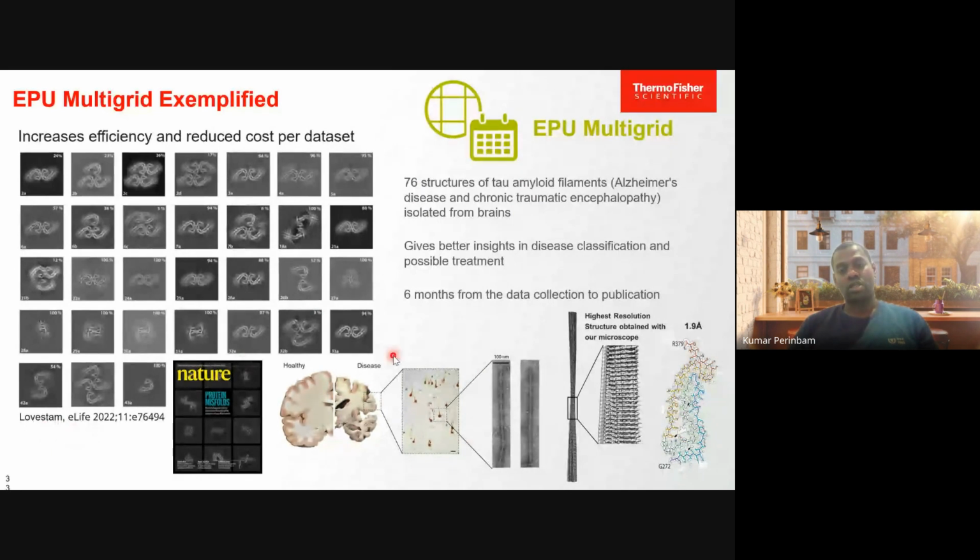Lövestam et al. actually solved 72 structures in less than 6 months, and they were able to publish a Nature paper. If you compare to our competitors or any other electron microscope developers, the number of structures published over their entire lifespan is less than 70 actually, but we were able to get 76 structures from one lab in 6 months, and they were able to publish in Nature. So that's the kind of output that someone could expect by just making a development in software.